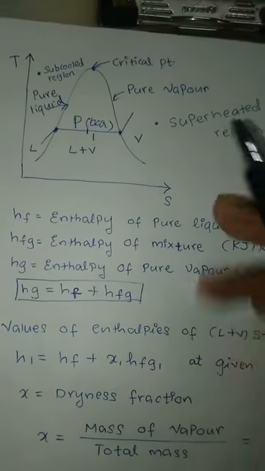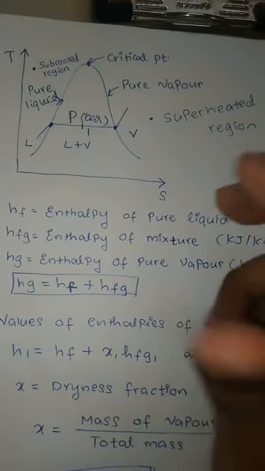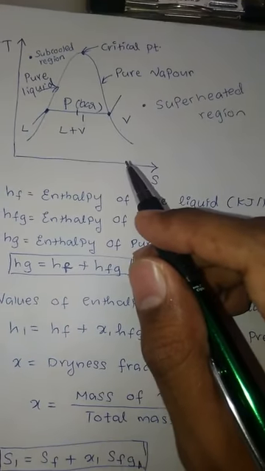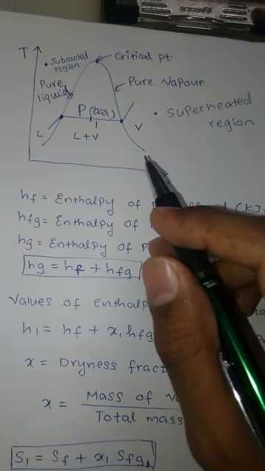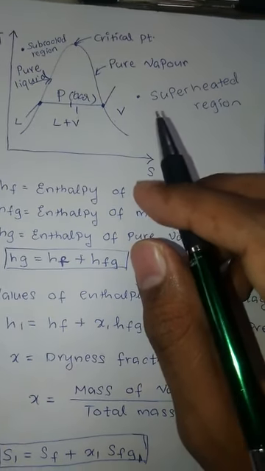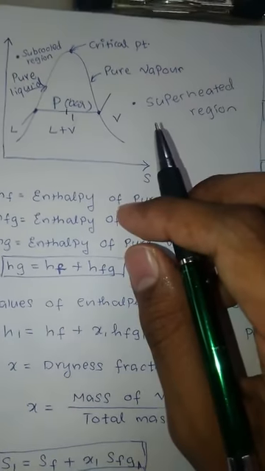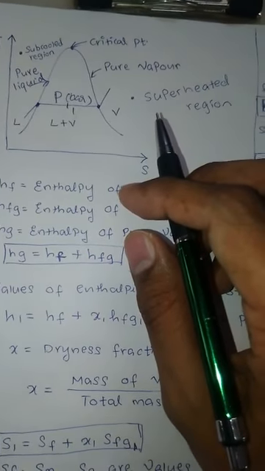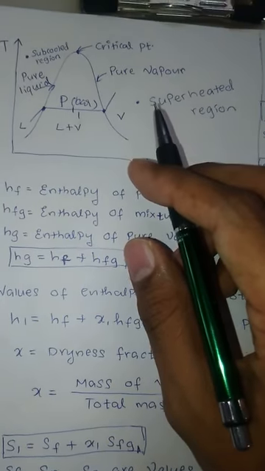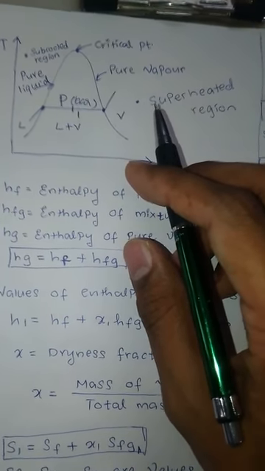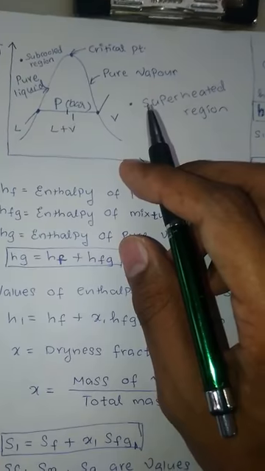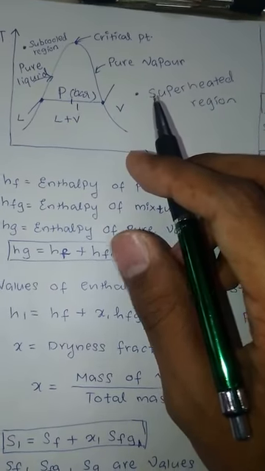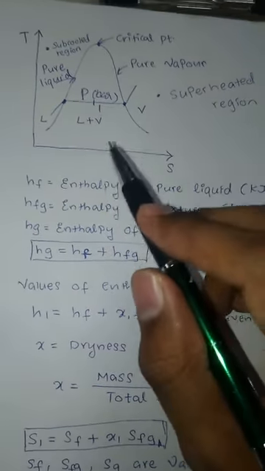Hello everyone. In the last video we discussed the temperature versus volume diagram and the behavior of the vapor pressure with respect to saturation temperature, and also discussed its behavior against moisture content. Today we will discuss finding the other parameters using the steam table.